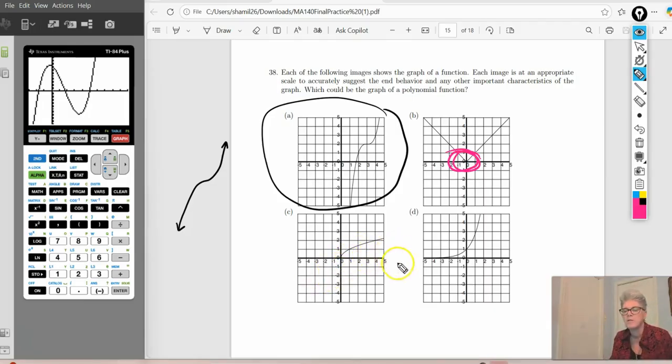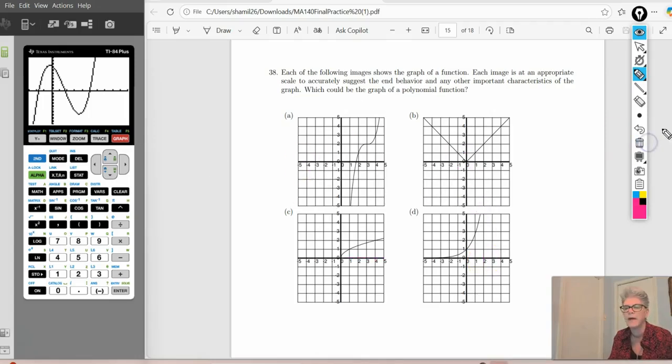It's not because it's not the right domain. The domain is 0 inclusive to infinity. And polynomials have domain negative infinity, positive infinity. Same thing here. This looks like an exponential function, that it's got a vertical asymptote it's approaching there. So A would be the one for that.